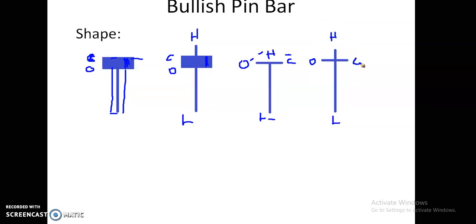Next you can see the open, low, high and close. In this pin bar, the open and close are the same, but somewhere here they create a new high, and here is a lower point. So when this type of pin bar is formed, we say this is a bullish pin bar.